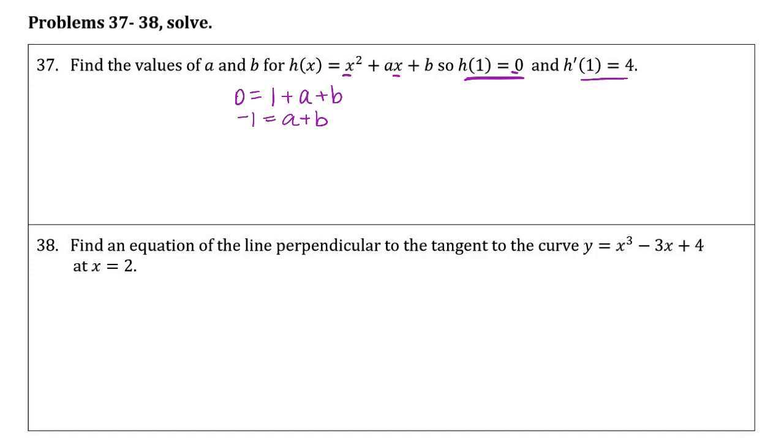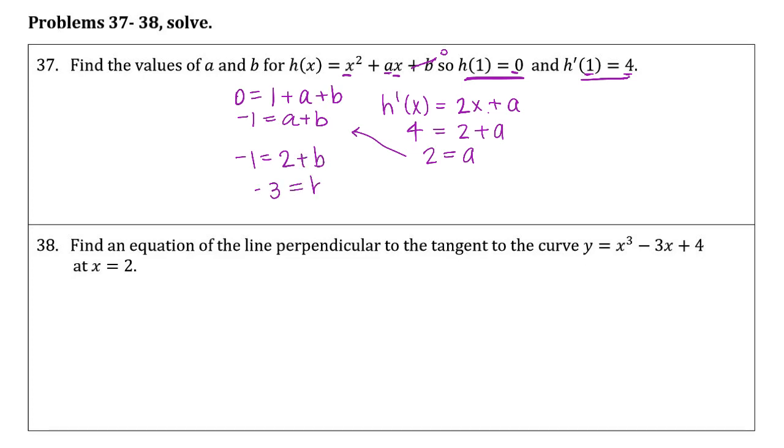And then we also know this about the derivative. So let's find h prime of x. It is going to be 2x plus a, and a is just the coefficient of x, and b is a constant value, so that's going to go to 0. And so I know when x is 1, h prime of x is 4. So I'm going to have 4 equals 2 times 1 plus a. So that tells me that a is 2. And then we can come back over here and sub that in to find b. So I have negative 1 equals 2 plus b. So b must be negative 3.